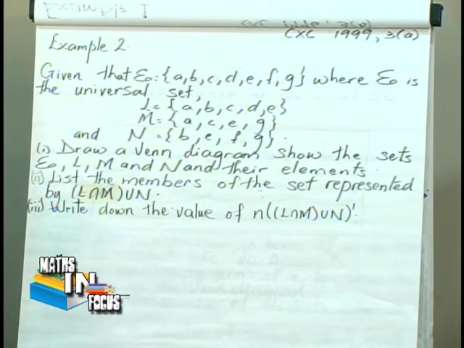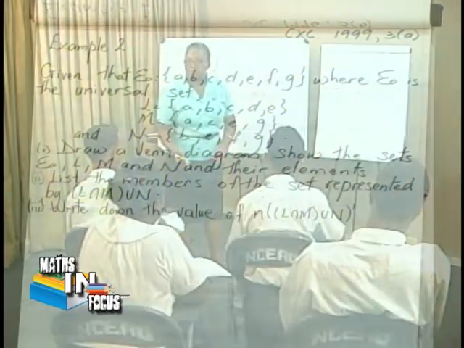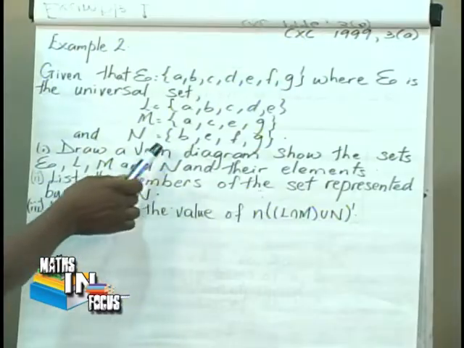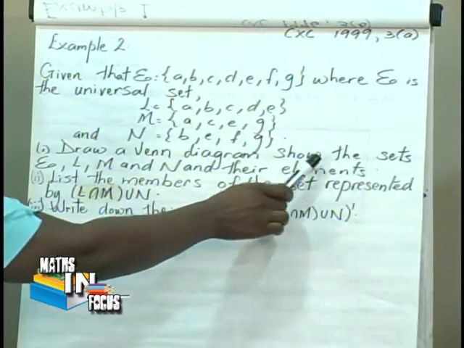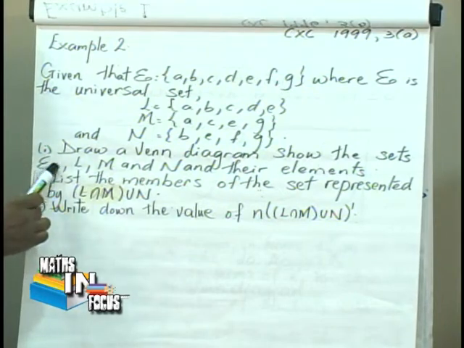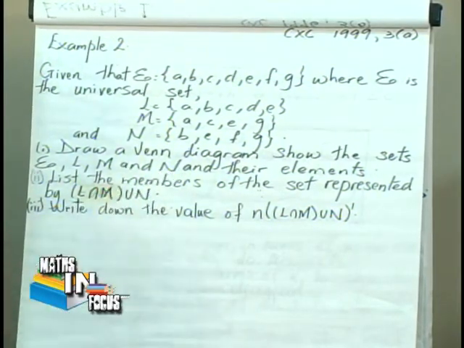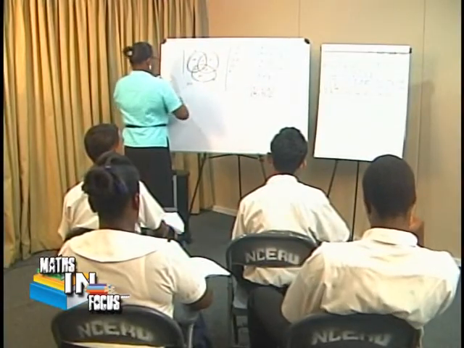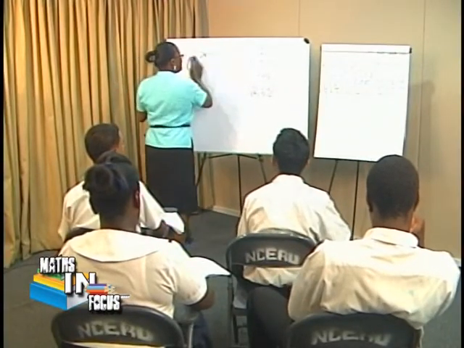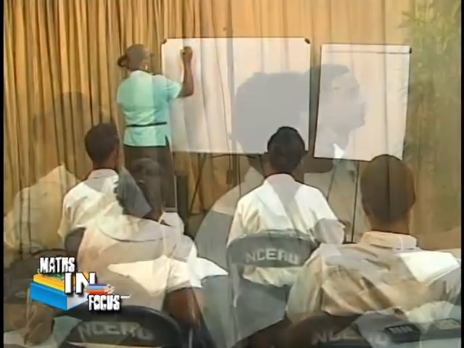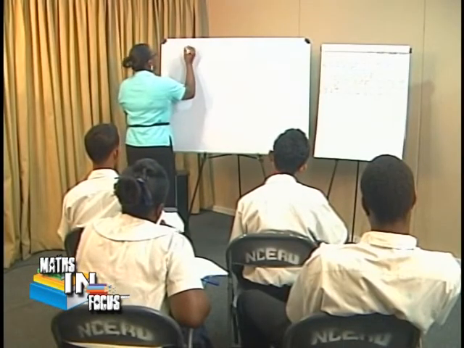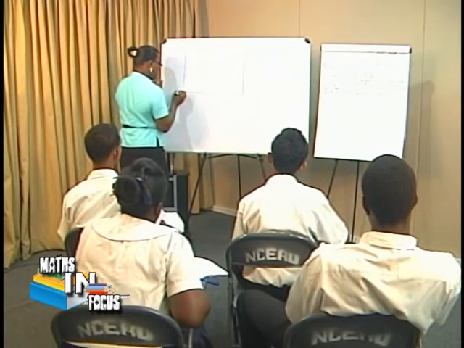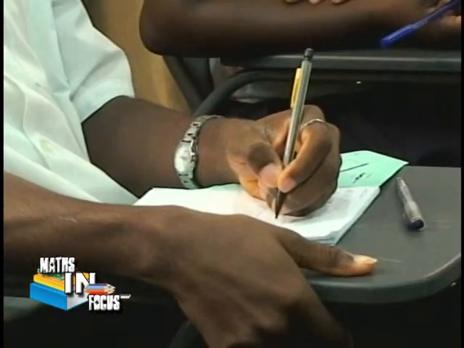Now in the first example, we were given a well-illustrated Venn diagram. Now we're given information, and it says draw a Venn diagram showing the universal set, L, M, and N, and their elements. So let us clean this off. Now we know that we have to draw a rectangle. That is going to represent our universal set. So we put in our symbol up there.